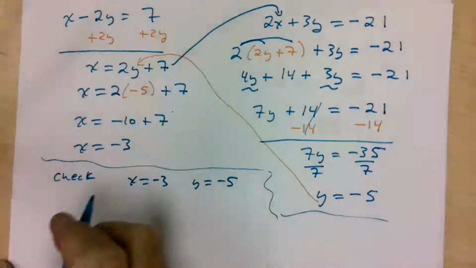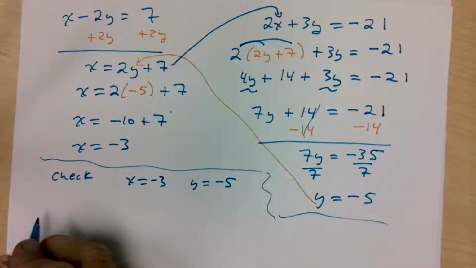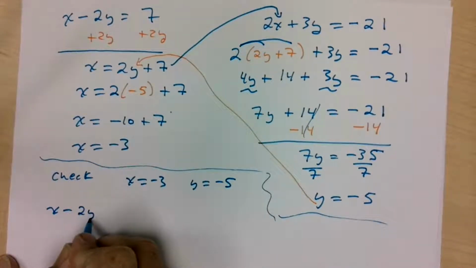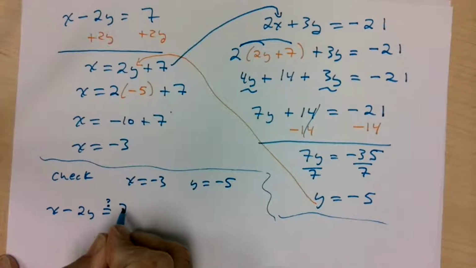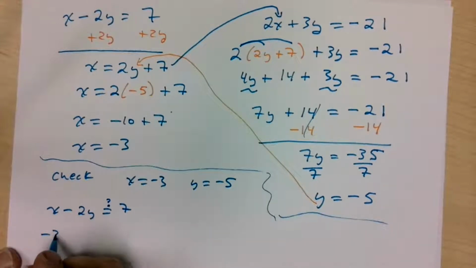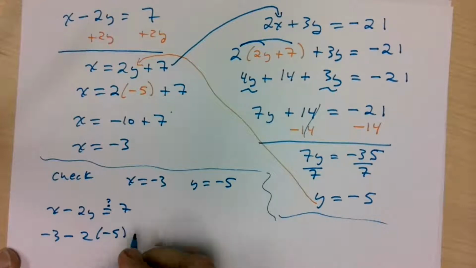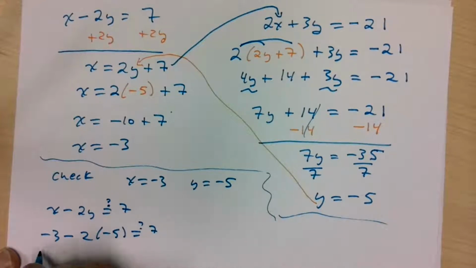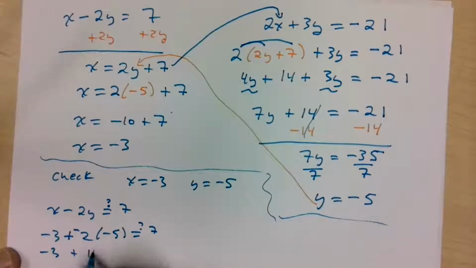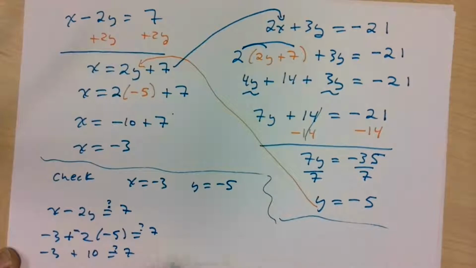So our first equation was x minus 2y equals 7. We want to see, does it equal 7? X is negative 3 minus 2 times y, minus 2 times negative 5. Does that equal 7? That's negative 3, make that plus negative 2 times negative 5, plus 10. Does that equal 7? That, of course, is yes.